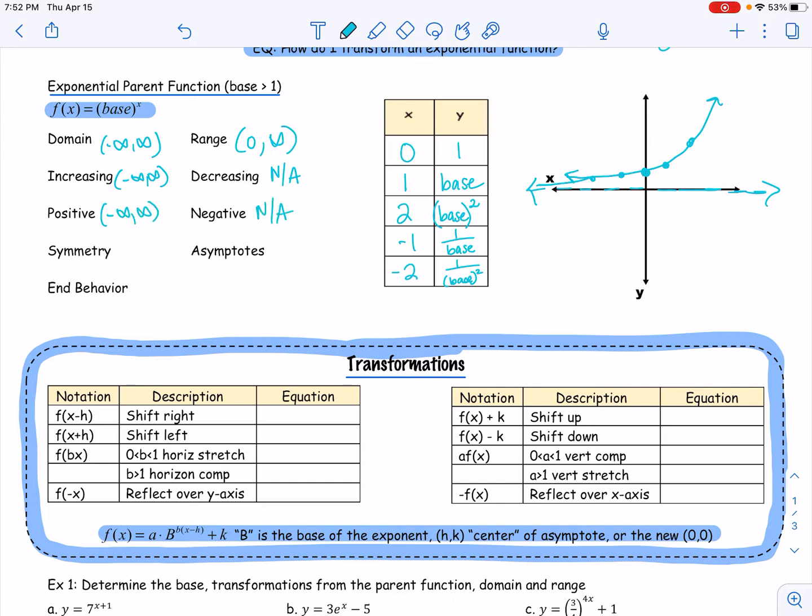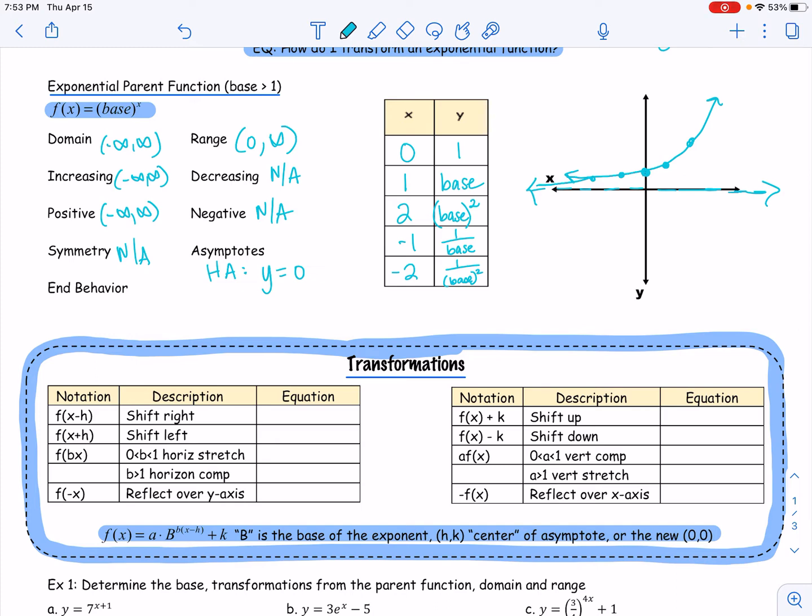Nowhere. Does this graph have any kind of symmetry? Not at all. And do we have an asymptote? Yes, we have a horizontal asymptote at y equals 0, okay? Pretty much every single exponential function that we're going to deal with is going to have a horizontal asymptote. When we get further into our unit and talk about logarithms and the graphs of those, they're also going to have asymptotes, but not necessarily horizontal ones.